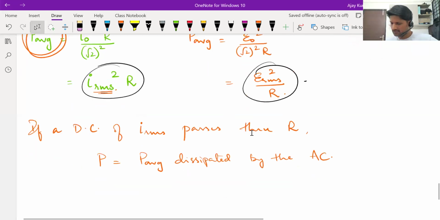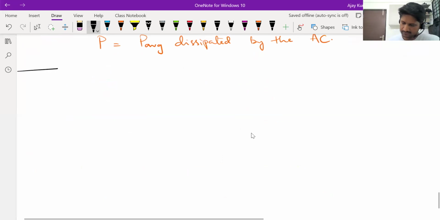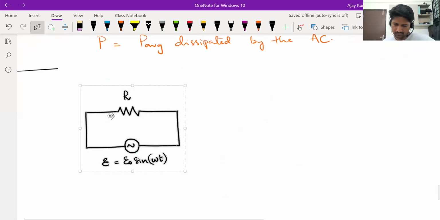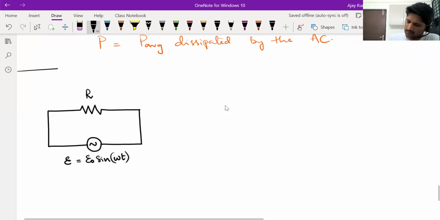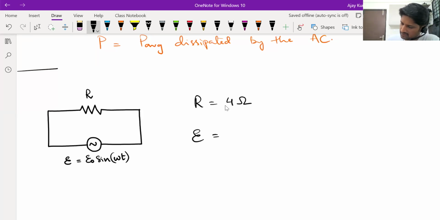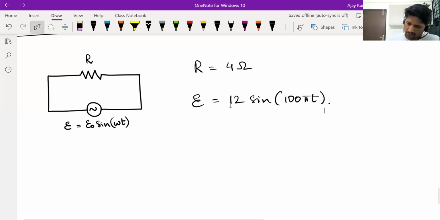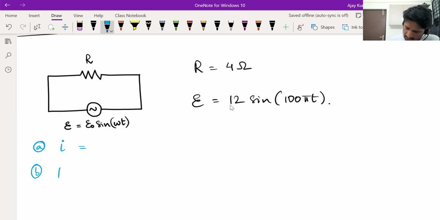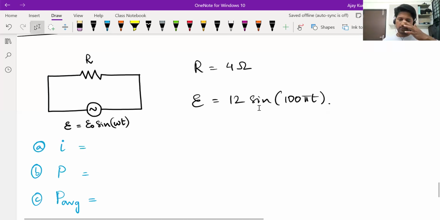Fine, let's quickly solve one problem based on all this. Assume resistance is some 4 ohms and the EMF equation is given as 12 sine 100 pi t. Okay, I want you to do this quickly: write the current equation, then write the power equation, then calculate the average power dissipated by this resistor in one cycle. Solve this quickly.